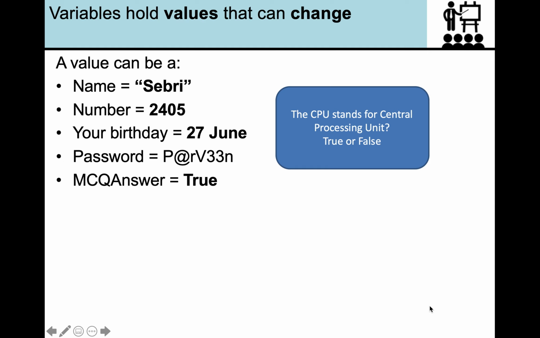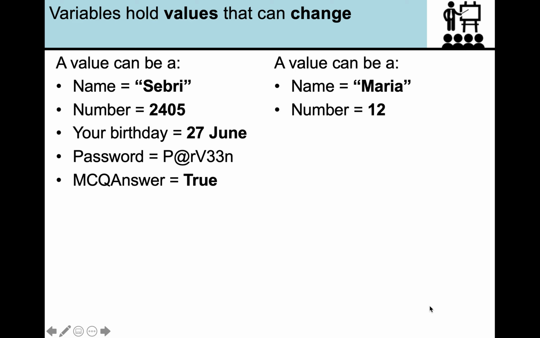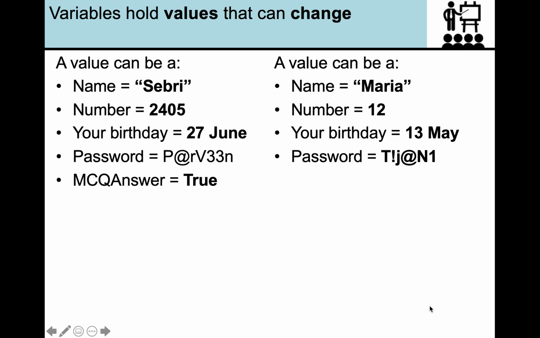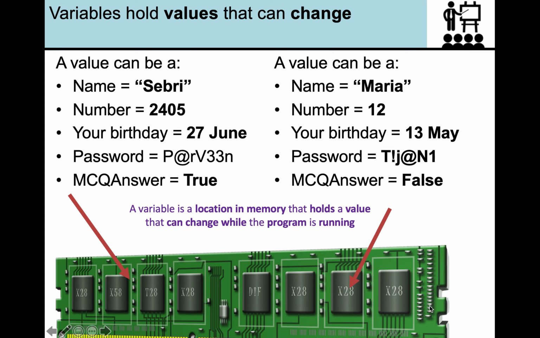So the CPU stands for the central processing unit. Is that true or false? Your answer needs to be stored in a variable. Now, we've said variables hold values that can change, and as you'll notice, all of these values, Sebri, 2405, 27th of June, the password, true, they're all values, and they can change because a name could be Maria, a number could be 12, your birthday could be the 13th of May, your password could be different, and your multiple choice answer could be false. So variables hold values that can change. A variable is a location in memory that holds a value that can change while the program is running. So all of these variables are named locations in memory.